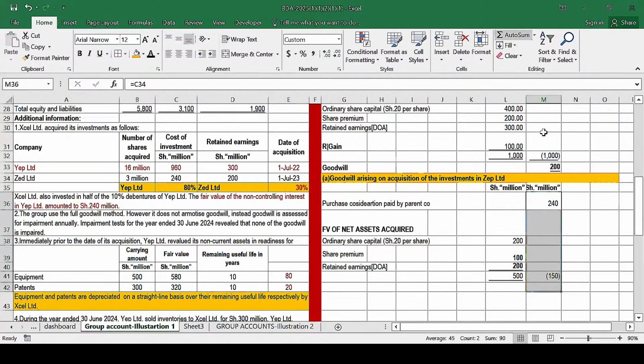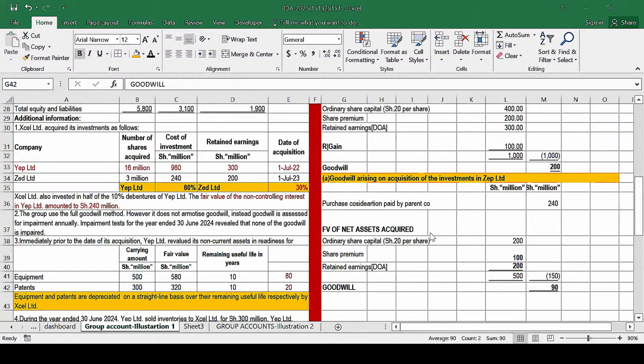So what is the difference? The difference in our case is 90 million, and this 90 million is the goodwill on acquisition.